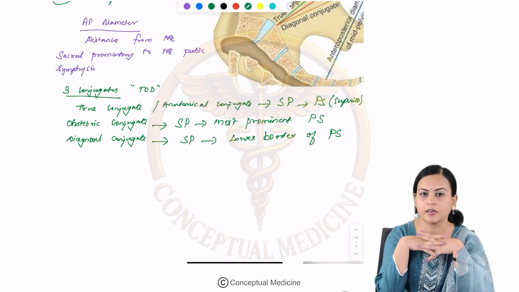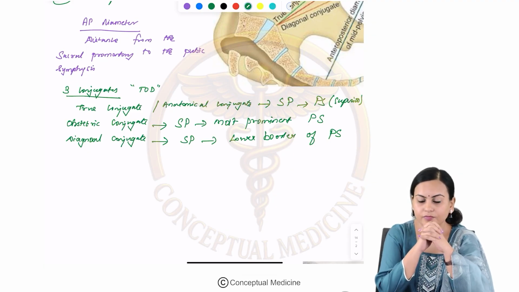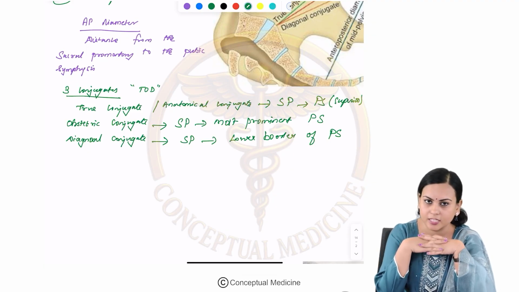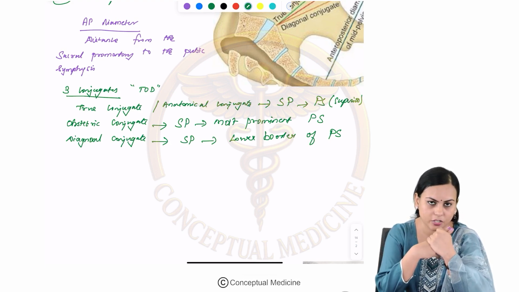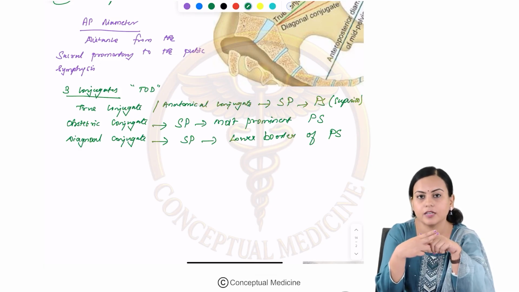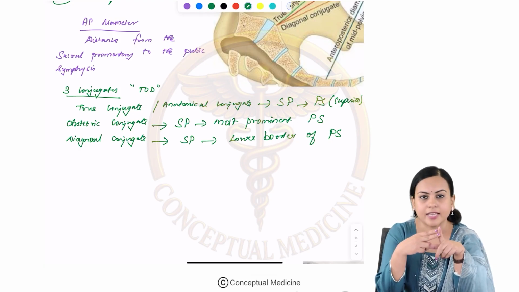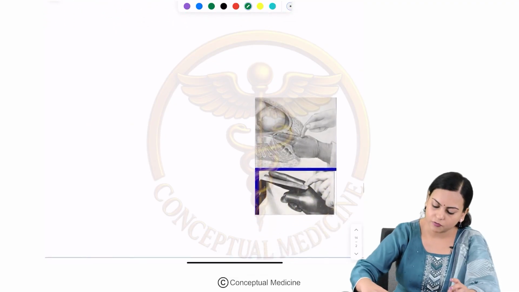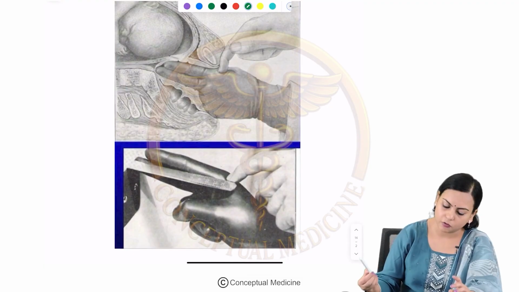Now tell me, which will be the most easiest one to measure clinically? Yes, it is the diagonal conjugate. Because as we do a pelvic pervaginal examination, we'll be able to measure this diagonal conjugate, which will be from the inferior border of the pubic symphysis to the sacral promontory. So this is how we measure.